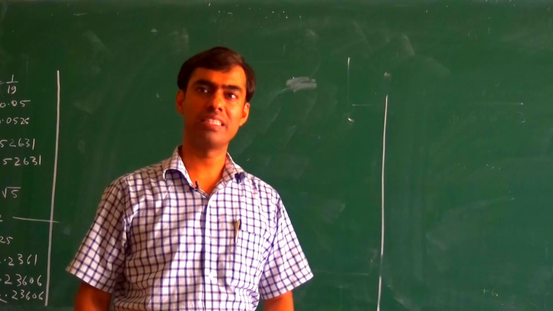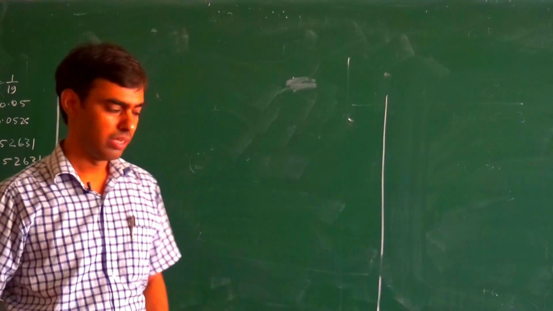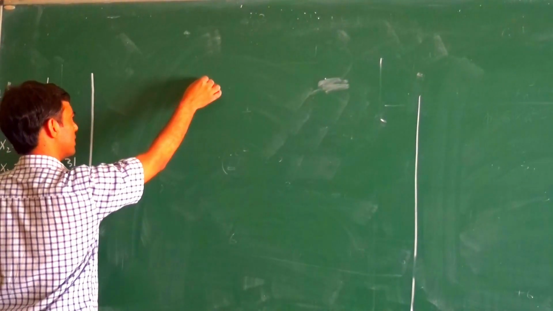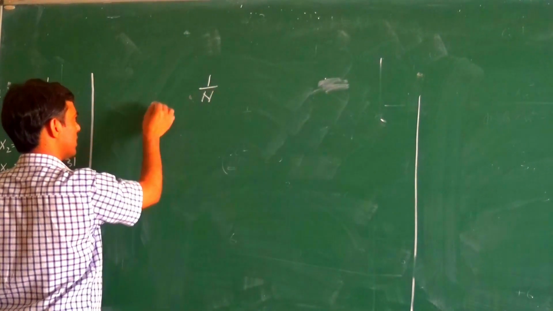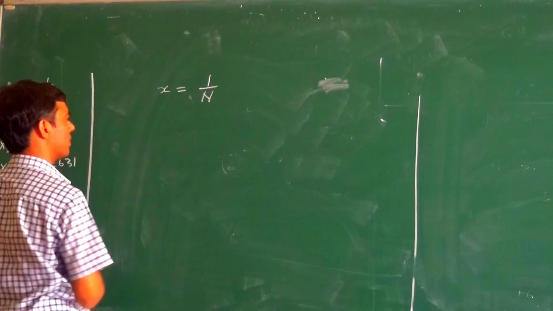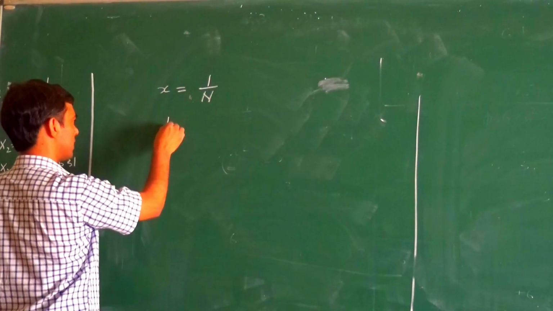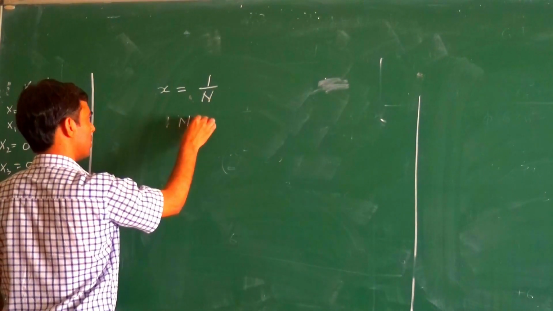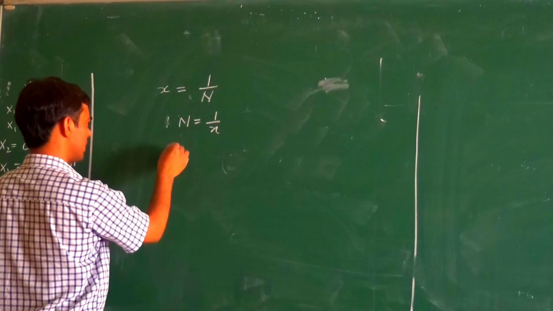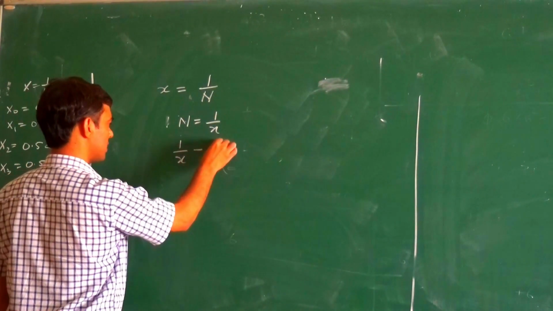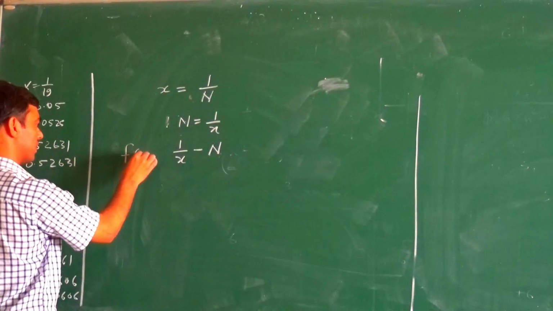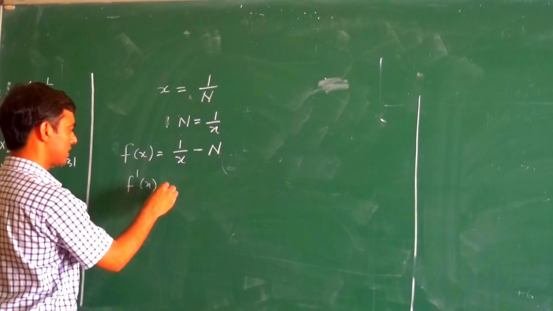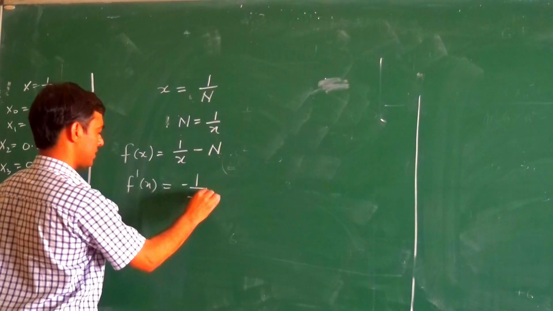Now we solve another example with the Newton-Raphson method. Suppose we try to find the reciprocal of any natural number. We denote this as x equal to 1 upon n. So we may also write n equal to 1 upon x, or 1 upon x minus n. Suppose this is f(x). So what is f dash x? f dash x is minus 1 upon x square.